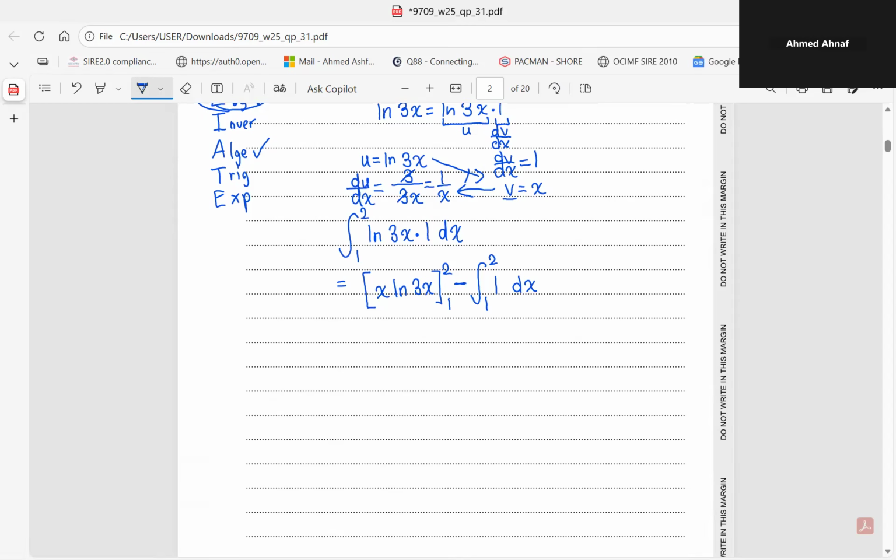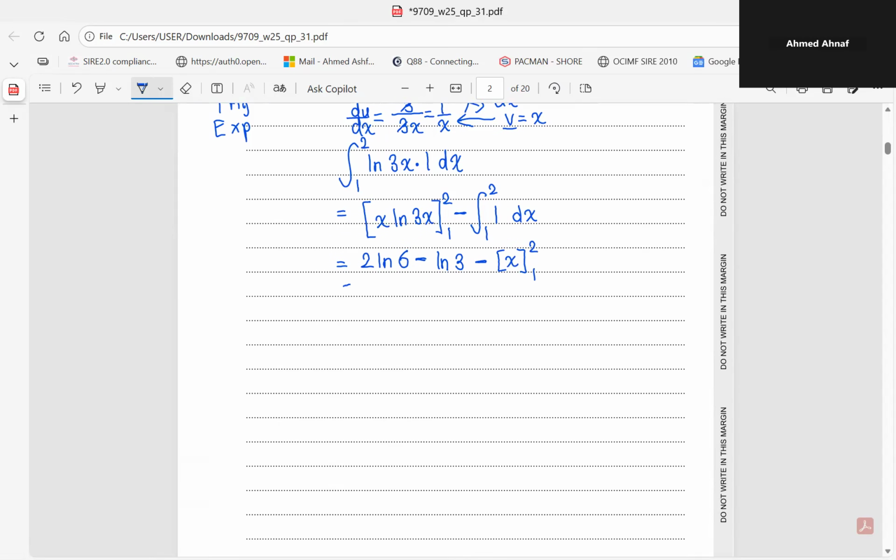So first, let's evaluate x ln 3x with the upper limit 2 and lower limit 1. Let's substitute 2 first. You get 2 times ln of 3 times 2, which is 6. Then you subtract the same expression when x equals 1. So you substitute 1, you get 1 times ln of 3 times 1, so you just get ln 3. And minus, now let's evaluate this integral. 1 dx, that's just x in this case. And don't forget your limits, 2 and 1.